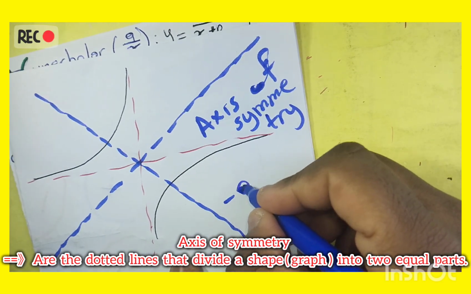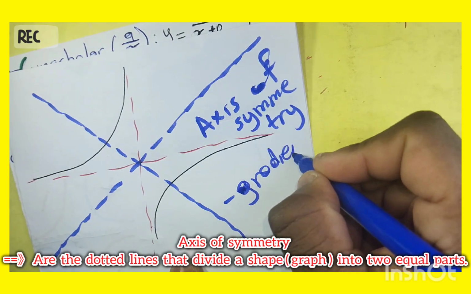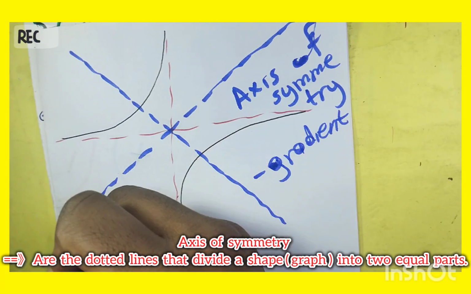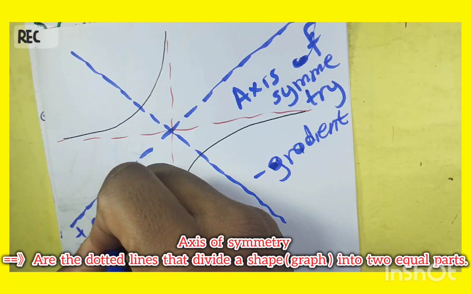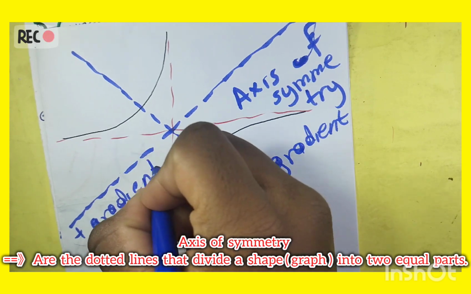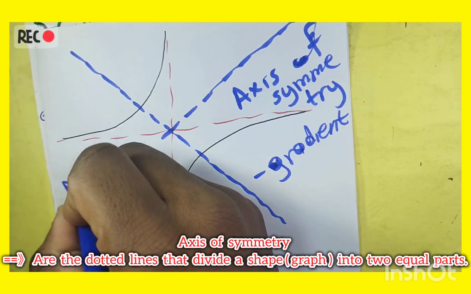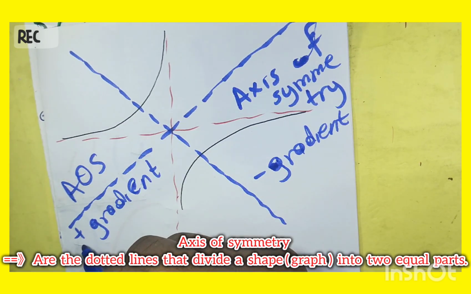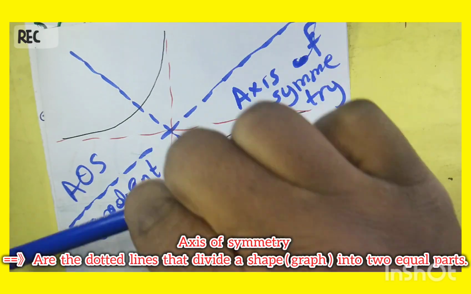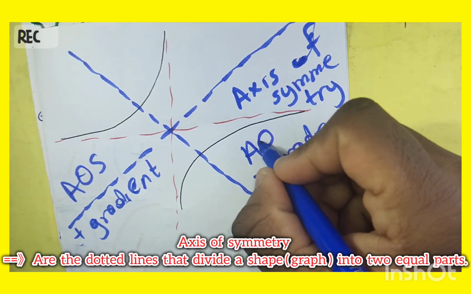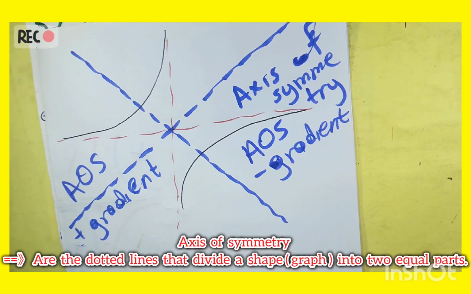This one there has a negative gradient. But this one there will have a positive gradient. So you should know that these are the axes of symmetry with positive gradient. But these ones are the axes of symmetry with negative gradient. And I will still show you guys a tricky way to know which one is positive and which one is negative.